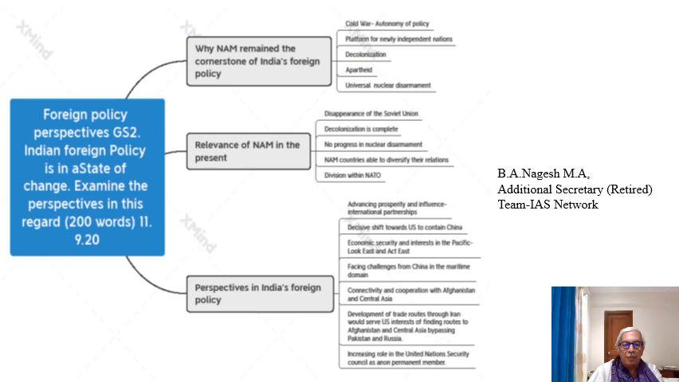Simultaneously, we speak of connectivity and cooperation with Afghanistan and Central Asia. We want to be involved in the Afghan peace process once the foreign troops retreat from Afghanistan. We do not want any power vacuum there.